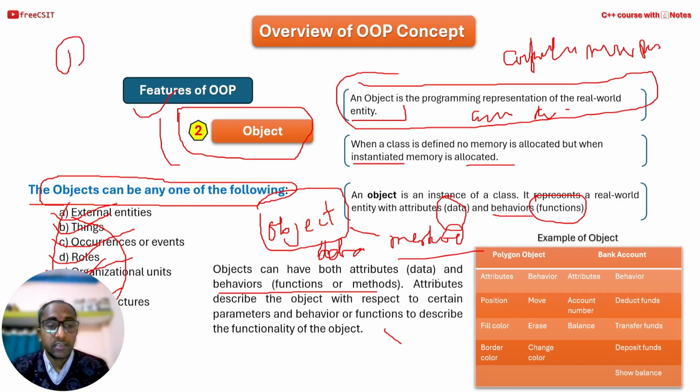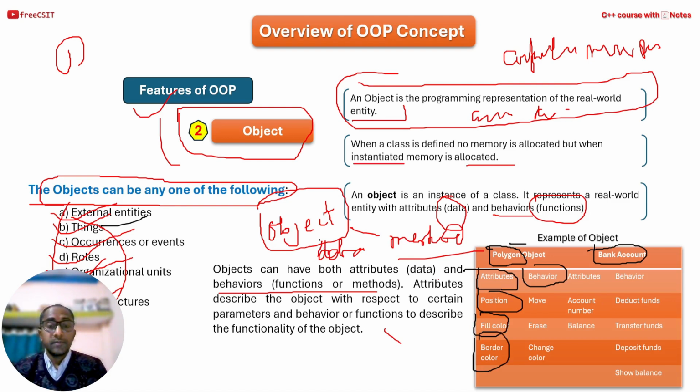So I have written, just like you can see here, the polygon and the bank account. We can say these are entities. We can think in organization units or place as external entities. Polygon is an object, bank account is an object, and you can say its attributes and what its behavior is. Polygon has positions, fill colors, border colors.